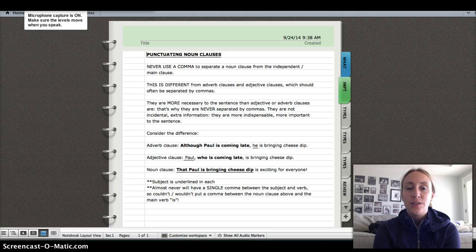Another note I put down here is that almost never, like really almost never, will you have a single comma between a subject and a verb. So we couldn't put a comma here in between dip and is because that would be a single comma between the subject and the main verb is.